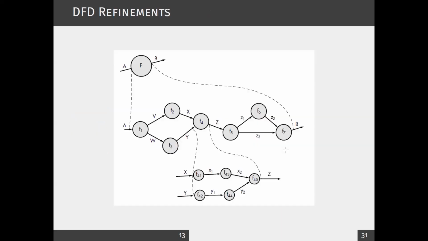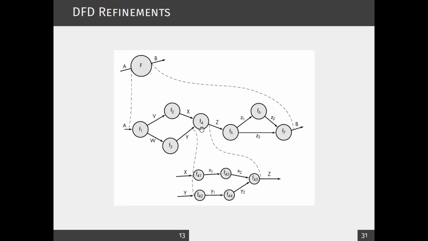Now let's see how this data flow diagram refinement works. If you have one single process, you see we have an input A and output B. When you have this, we can go into details of the process F. Let's say your process F can be broken into F1, F2, F3, F4, F5, F6, F7, and so on. The input to the first process, F1, will be A, and the output from the last process will be B. So within that, you can have a lot more information.